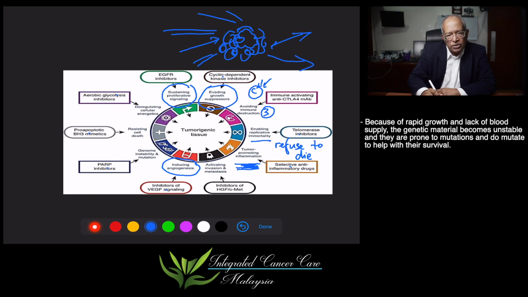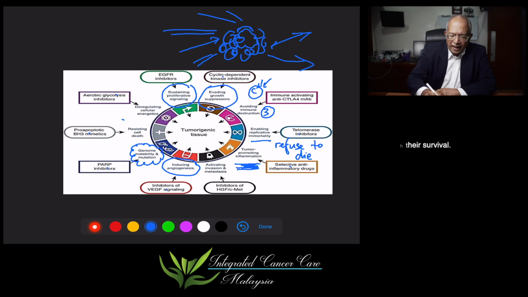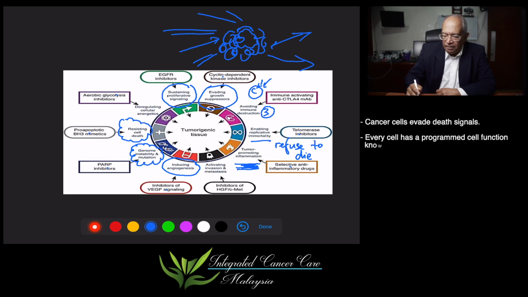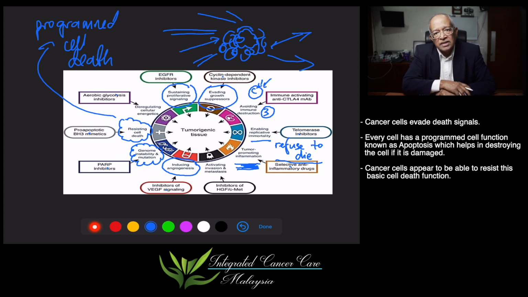Because of this rapid growth, because of lack of blood supply, they develop genome, or the genetic material becomes very unstable, making them very prone to multiple genetic defects, mutations. As we mentioned just now, they are able to evade the death signals. All cells possess what we call a programmed cell death function. But cancer cells appear to be able to resist this cell death function.